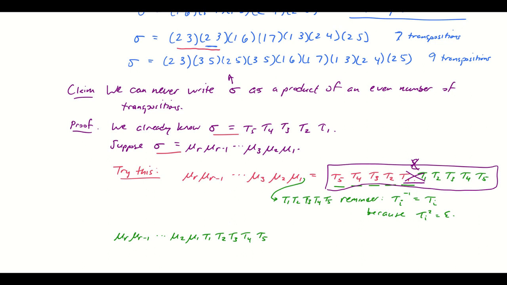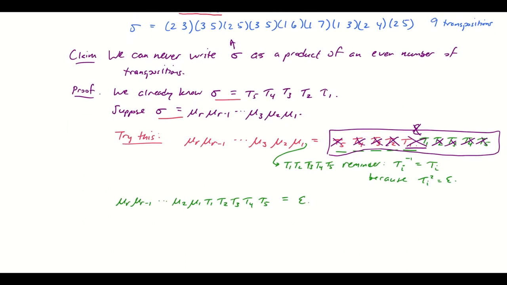So I've now got two tau 2's together, so those are going to become the identity, and then the tau 3's, and then the tau 4's, and then the tau 5's. So I've successfully written down in green the red product's inverse. So the right side of this equation is just the identity, because everything canceled out. But look, how many transpositions are there on the left side?